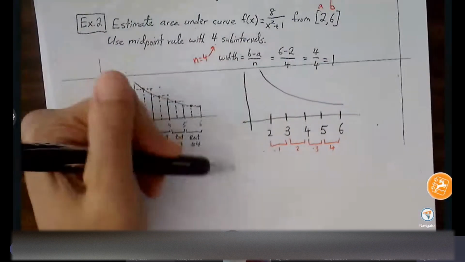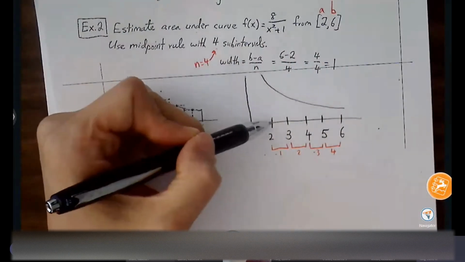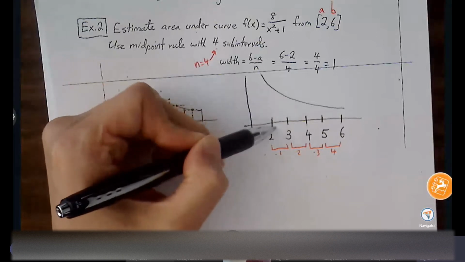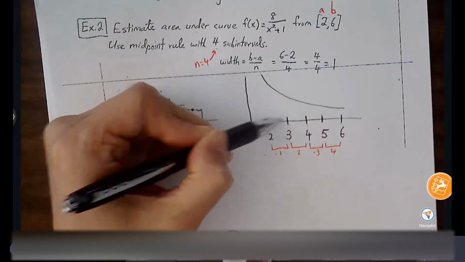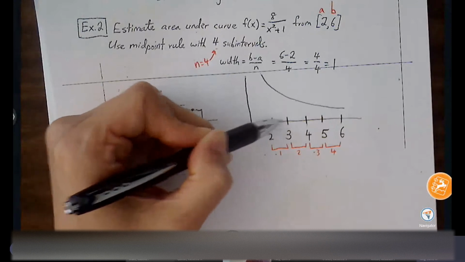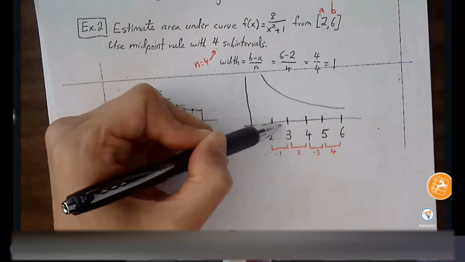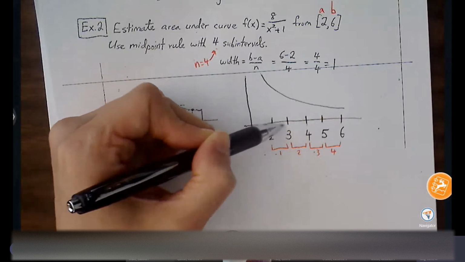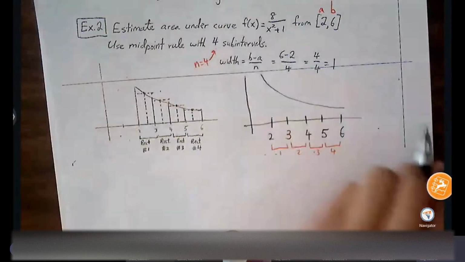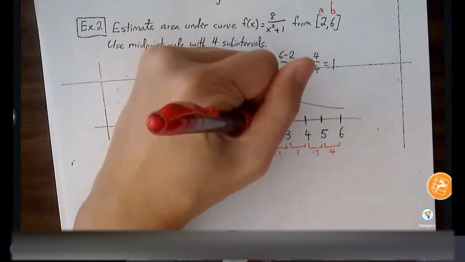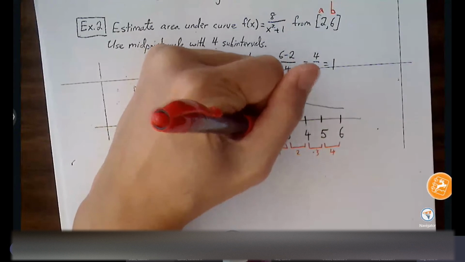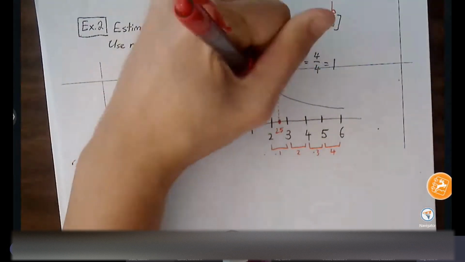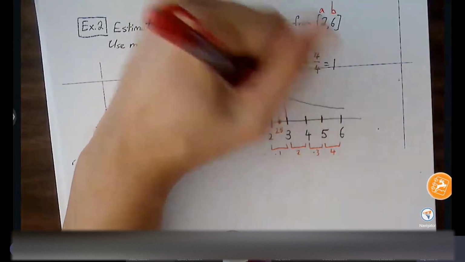But within each subinterval, we're not deciding between f of 2 and f of 3 for the first subinterval. Instead, we're going to find the average, the midpoint between these two endpoints. So 2 plus 3 is 5. 5 divided by 2 is 2.5. And we're going to take that midpoint and use that to determine the height of each respective rectangle.